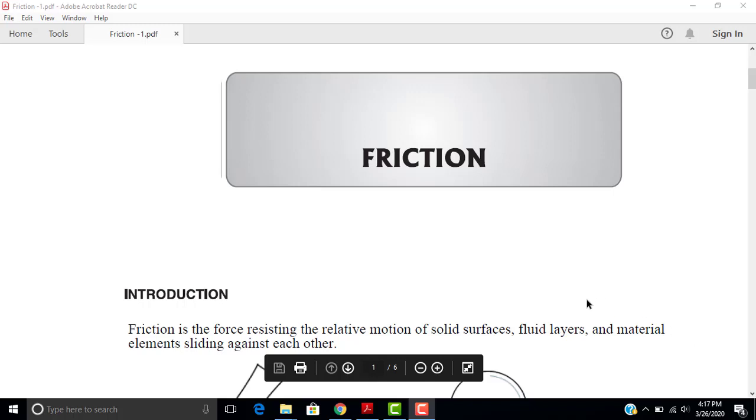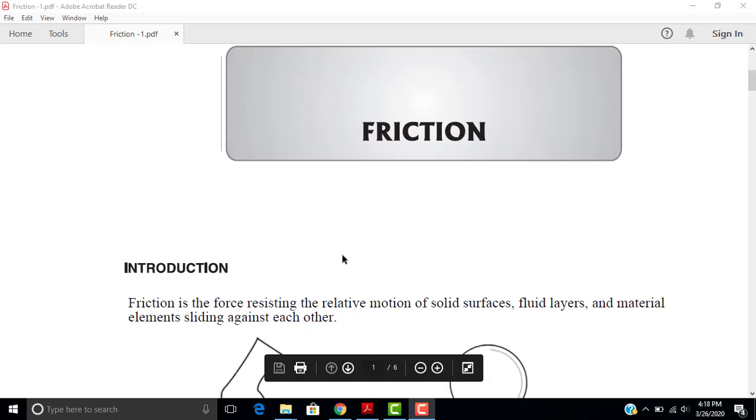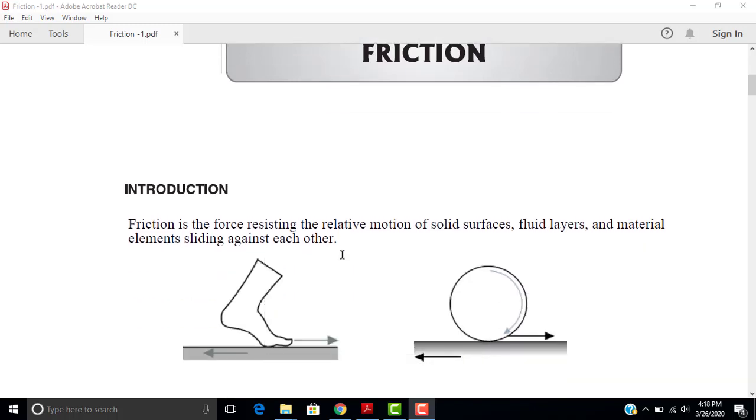Hello everyone. In this lecture we will be studying about friction. So firstly, let us know what is friction. Friction is the force resisting the relative motion of solid surfaces, fluid layers and material elements sliding against each other. So basically friction is a resistance offered to the relative motion of any body.